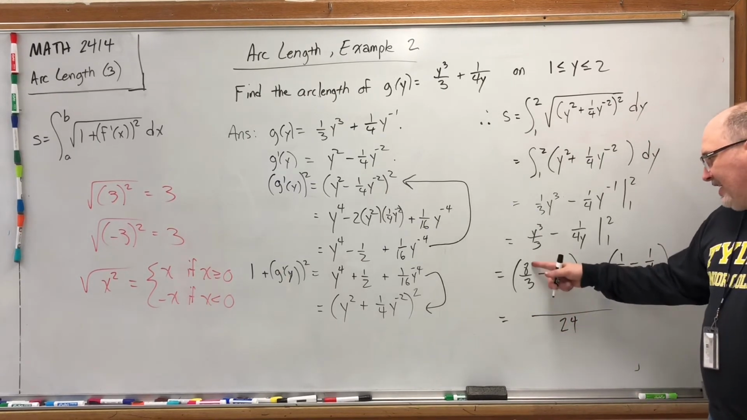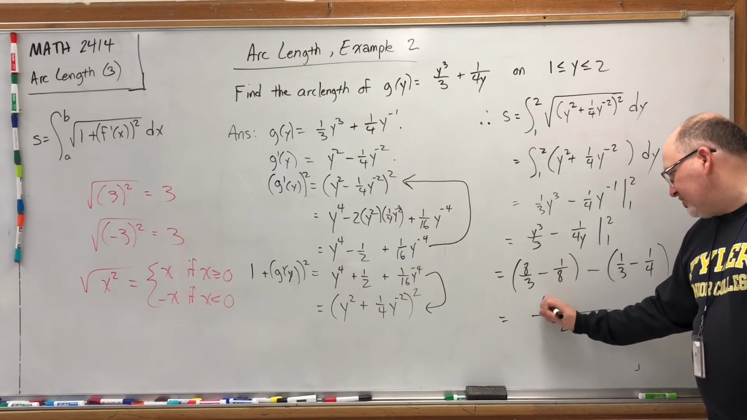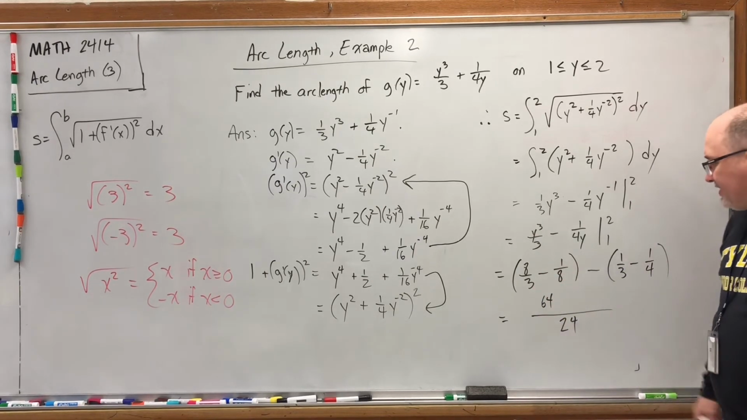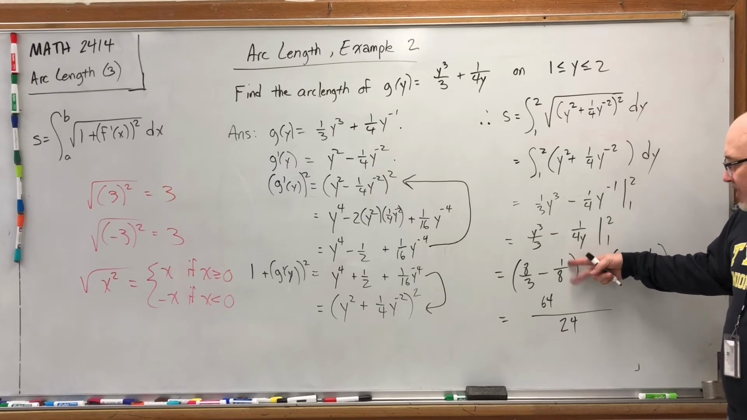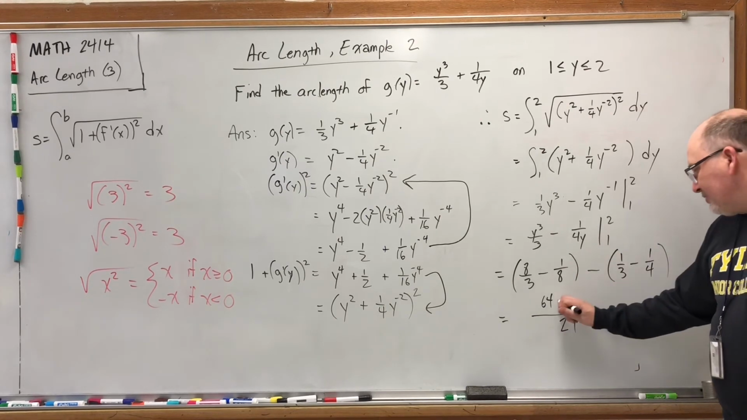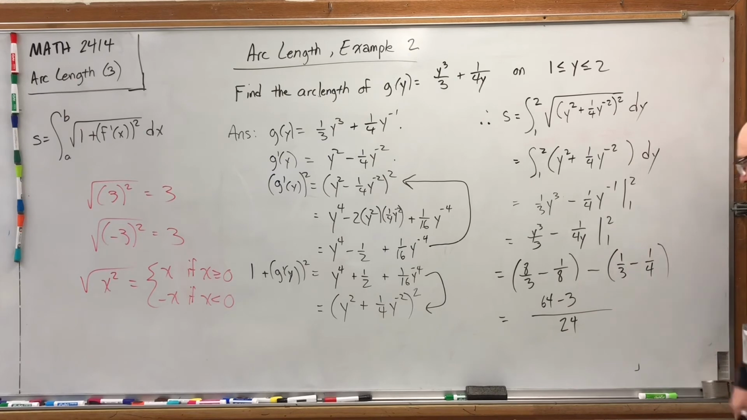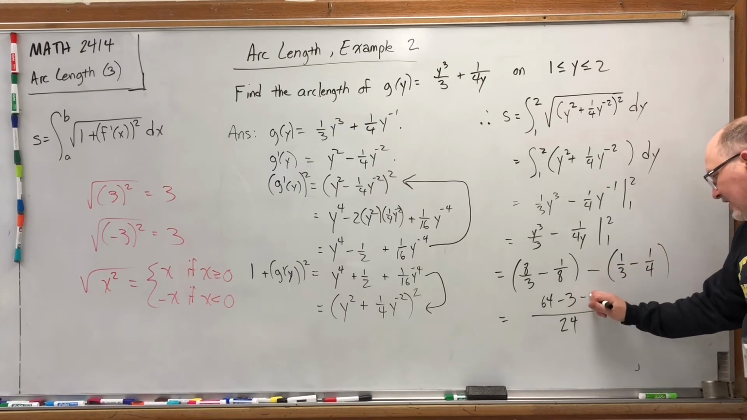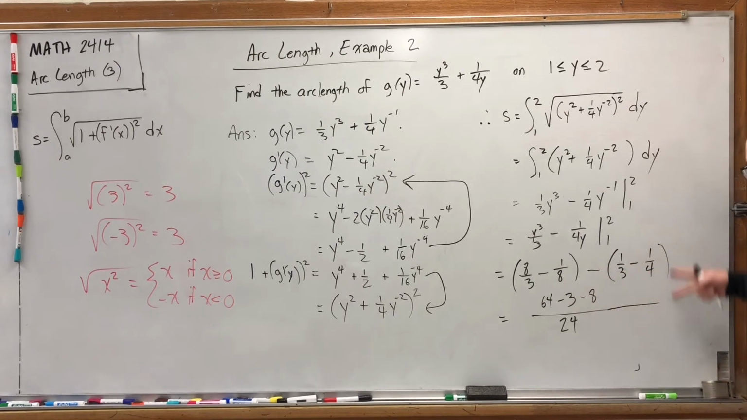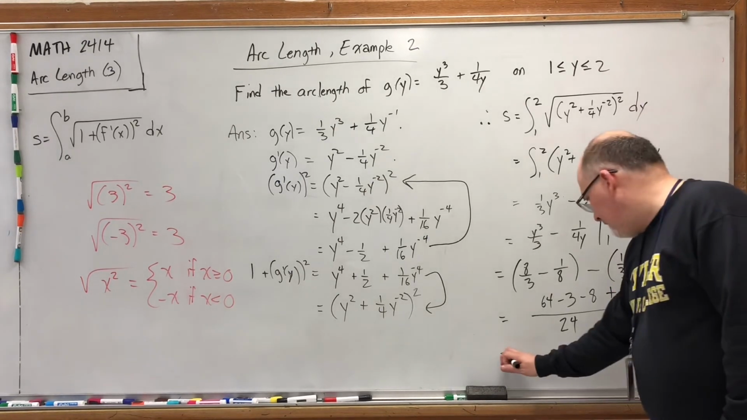If I hit this with some 8s to get my 24, 8 times 8 is 64 on top, minus, if I hit this fraction with some 3s to get the 24 on bottom, 1 times 3 is 3. Watch your signs over here. I hit this fraction with 8s to get 24 on the bottom. The top becomes 8 and it's subtracted, so minus 8. And if I hit this fraction with some 6s to get a 24, then I get a 6 on top, but it's minus a negative, so it's positive. And then we just put it all together.